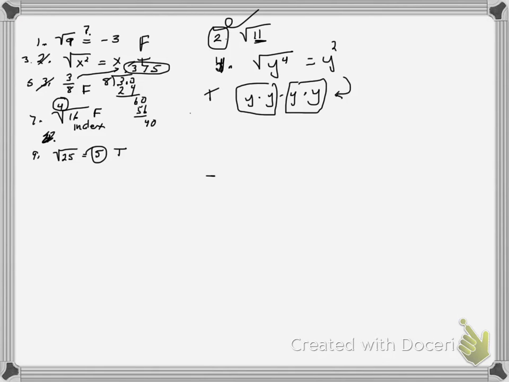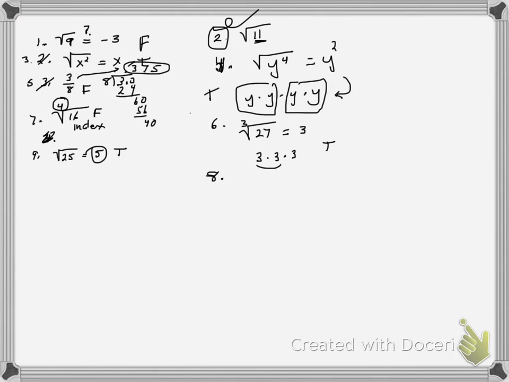Number 6. The cube root of 27 is 3. They're asking, is that true or false? So that means I would have to take 3 times 3 times 3. Does that equal 27? Well, 3 times 3 is 9, and 9 times 3 is 27. Yes, that's true.